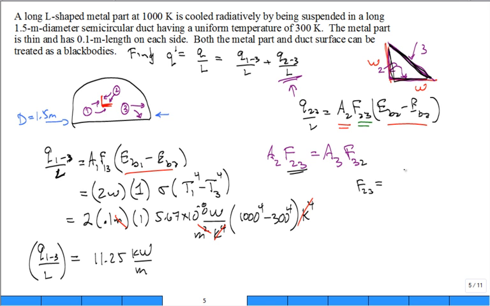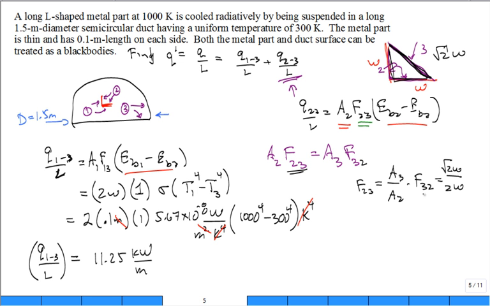All right, so this is going to be the area of 3 divided by the area of 2 times the view factor 3 back to 2. What is the area of 3? Hypotenuse. If each edge is W, what's the hypotenuse of the right triangle? Is it the square root of 2 times W? Look good? All right. So we put in the area 3, square root of 2 times W, divided by 2W for the area of 2.